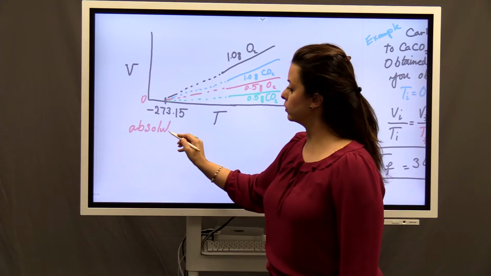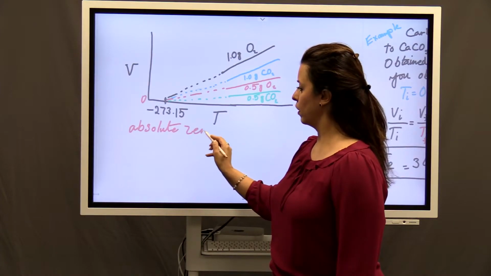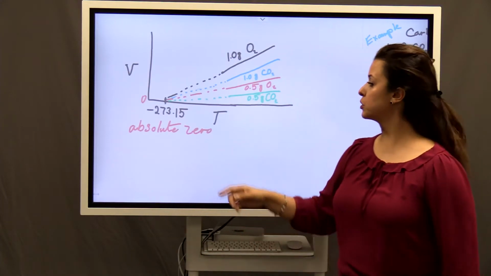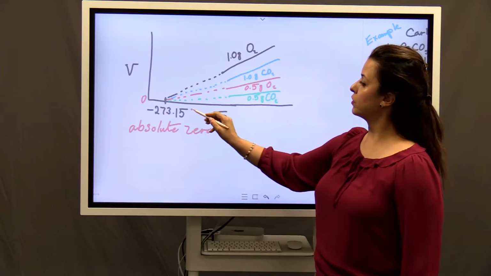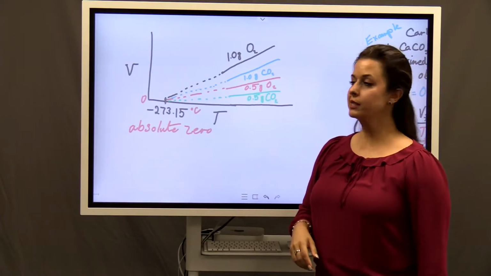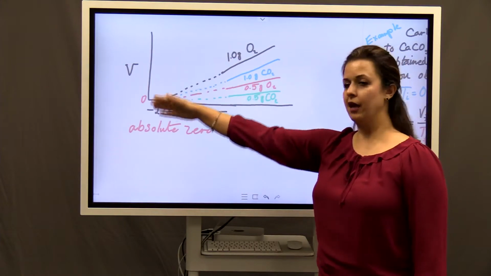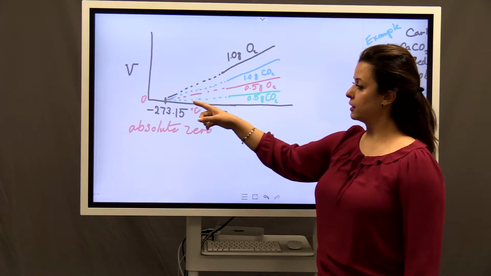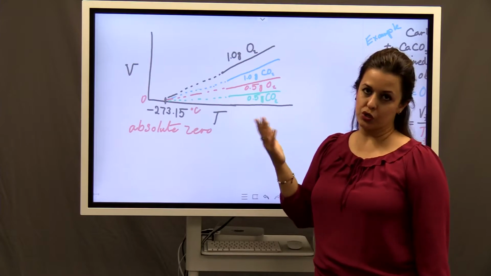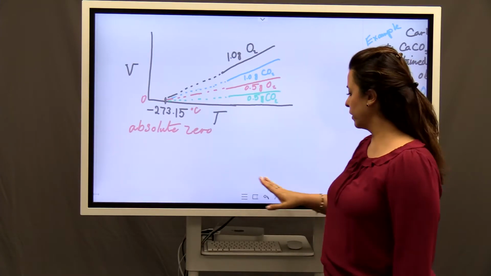Have you ever heard of absolute zero? I'm sure you have. Absolute zero is minus 273.15 degrees Celsius, which is the coldest temperature, but nobody has reached it yet. Because hypothetically, the volume of the gas at this temperature will be 0, which is a little bit like impossible, right?